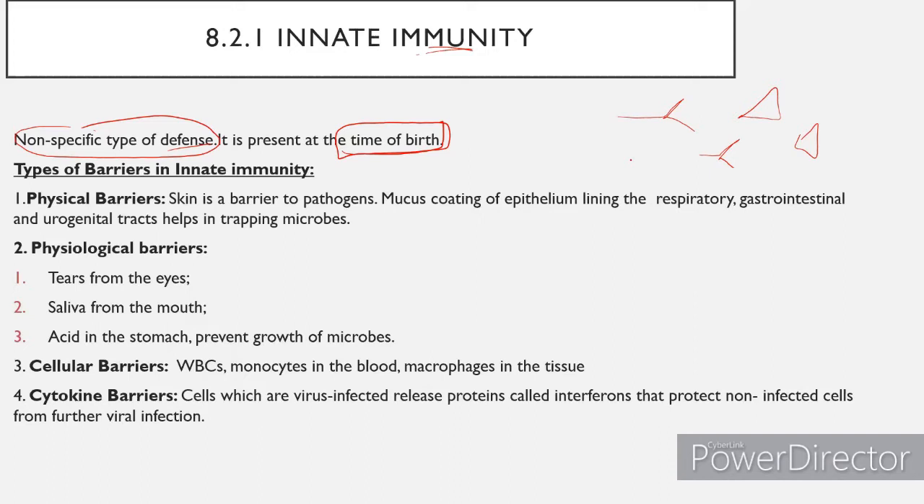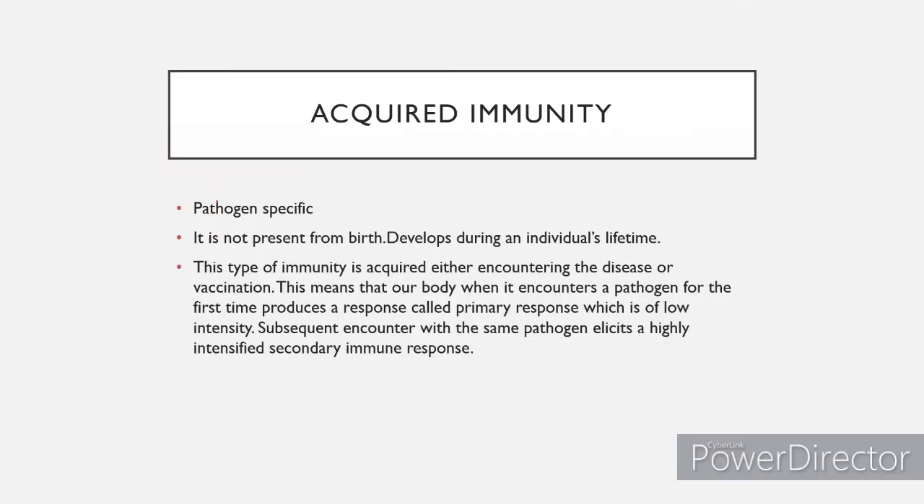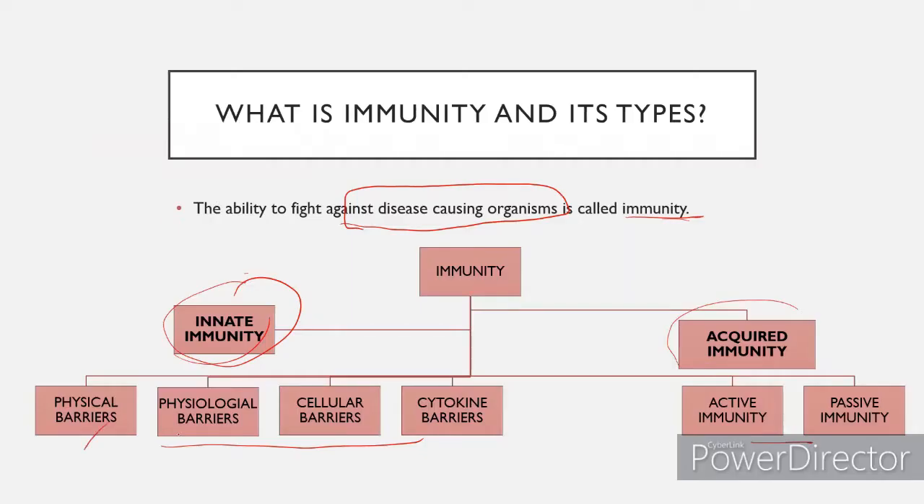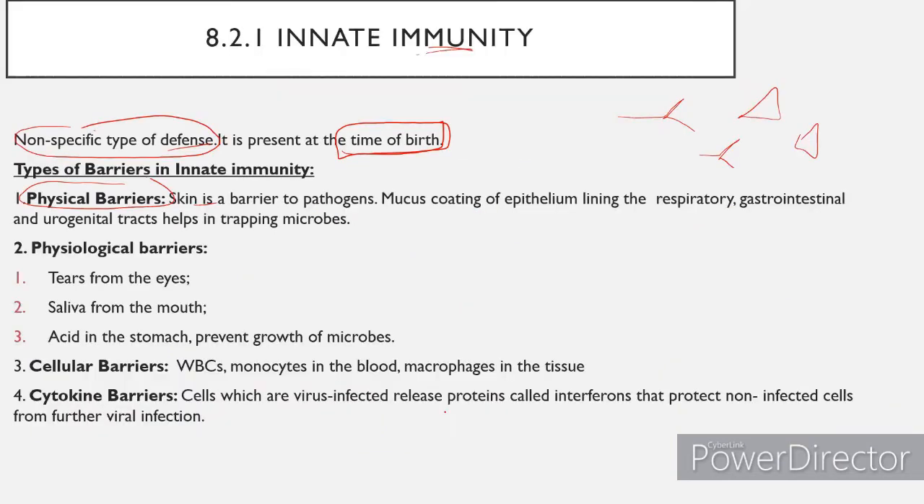Now, types of barriers in innate immunity: physical barriers, physiological barriers, cellular barriers, and cytokine barriers. Physical barriers is skin, which is a barrier to infections. When a person is wounded, they are exposed to a variety of diseases and pathogens. That's why we always recommend a tetanus injection after a fall from a cycle or injuries, especially for little children. So skin is an important barrier to pathogens.